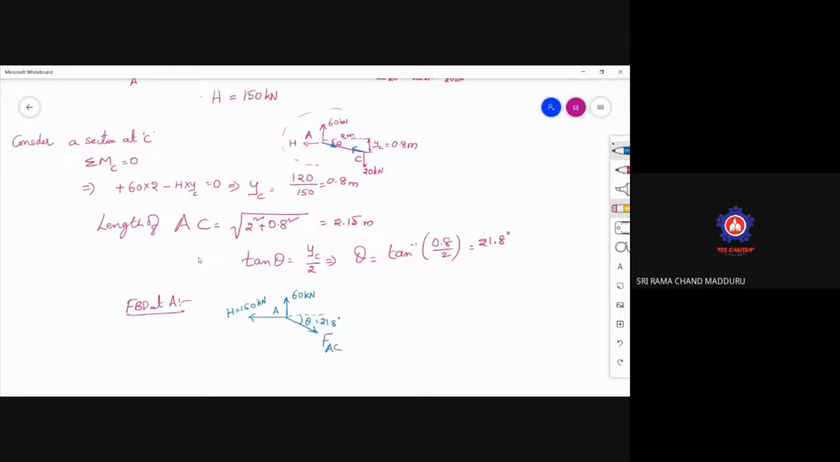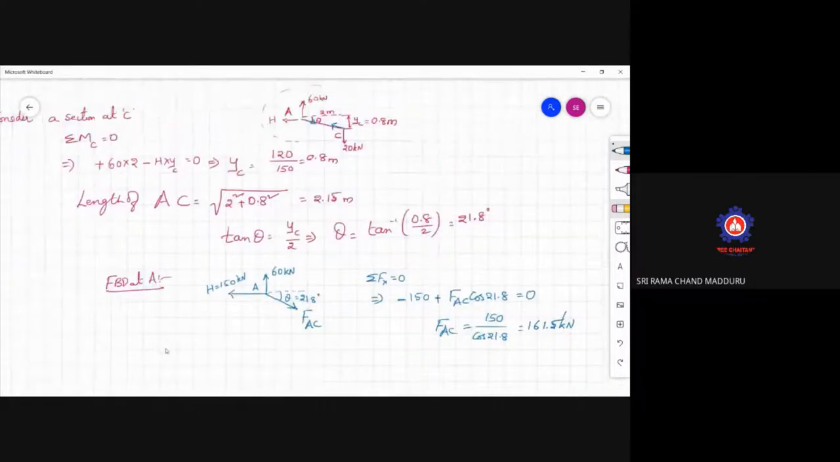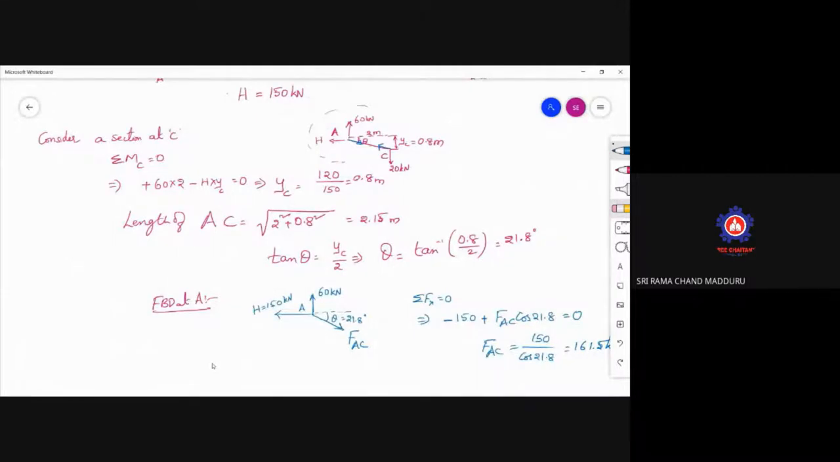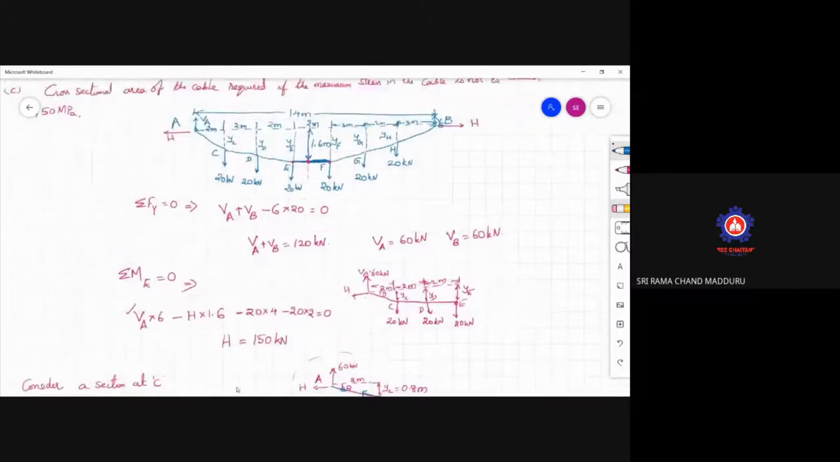It is looking like a method of joints problem. For the method of joints problem, sigma Fx is equal to 0: minus 150 plus FAC cos 21.8 is equal to 0. So FAC is equal to 150 by cos 21.8, which is 161.5 kilonewtons, which is positive. So FAC, the tension force in cable AC, is 161.5 kilonewtons. Okay, so we have considered a section. The length of each cable is obtained and slope is calculated. Now similarly go to D.